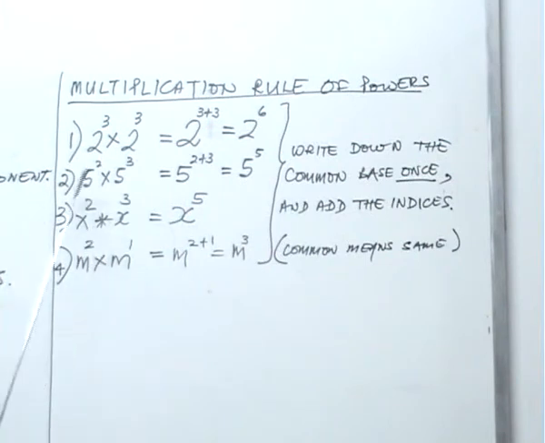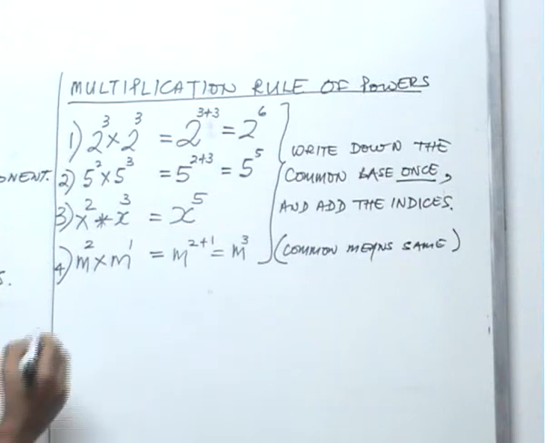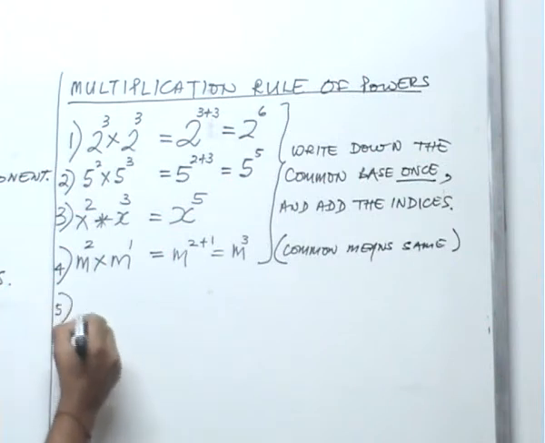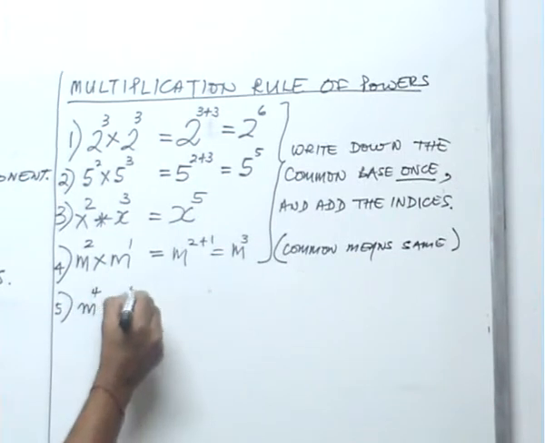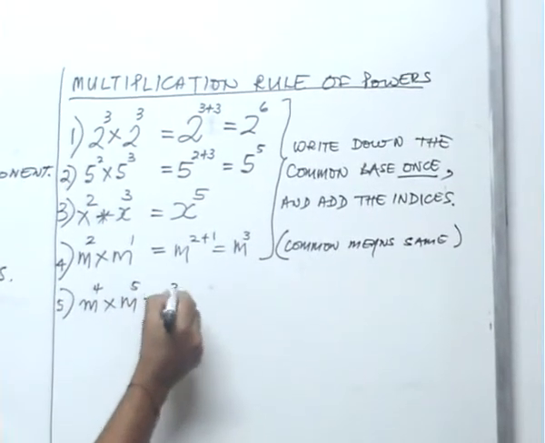If I give you an example, then you do it like this. You don't have to show this step. You can do it mentally and write the answer straight. But I've just done it to show you step by step. So I'll just do one more example. m to the 4 times m to the 5 times m squared.